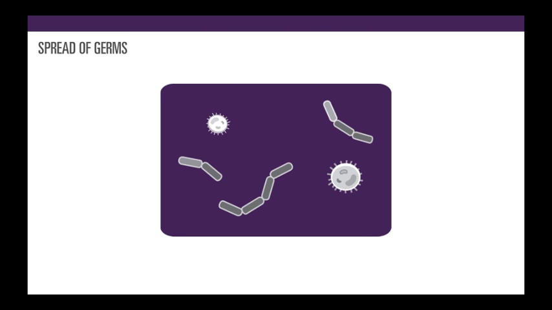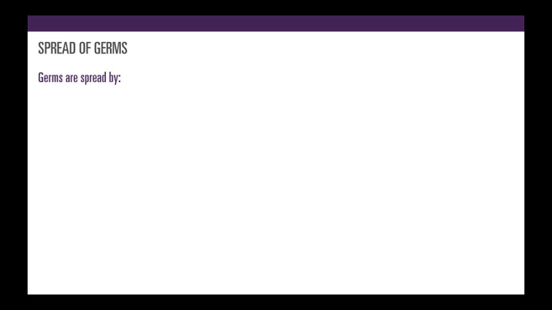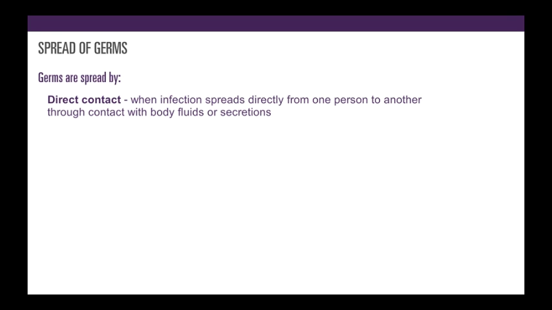In order for an infection to spread, germs have to get out of where they're growing and into another person. Germs easily exit the places they were growing and multiplying in. Once the germs get out, there are 4 ways that germs are spread. Direct contact is when infection spreads directly from one person to another. This happens through direct body contact with another person's body fluids or secretions. An example of direct contact would be if an infected person's blood got into your open wound.